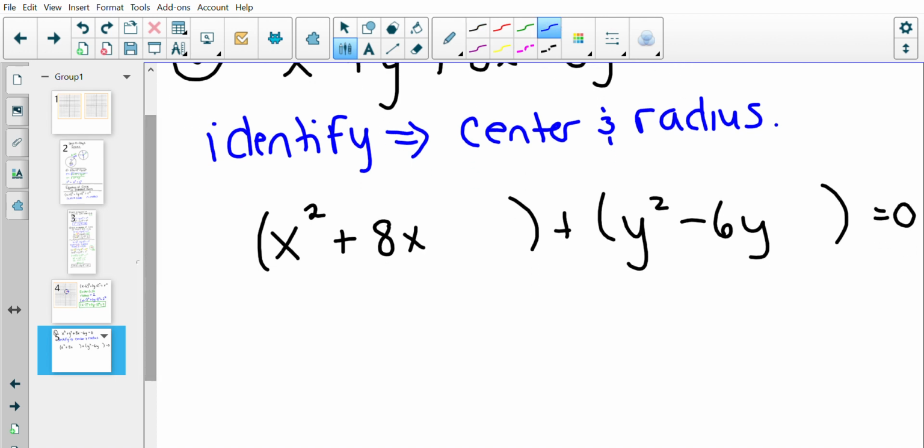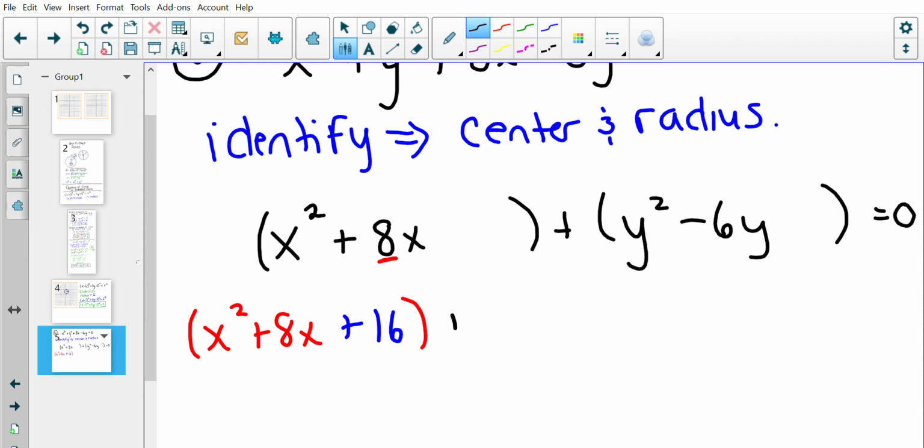We're going to take half the x coefficient. So half of 8 is 4. 4 squared is 16. So we're going to have x squared plus 8x plus 16. Now remember, to keep our equation balanced, because I added 16 to the left side of this equation, we are going to have to add 16 on the right side of our equation.